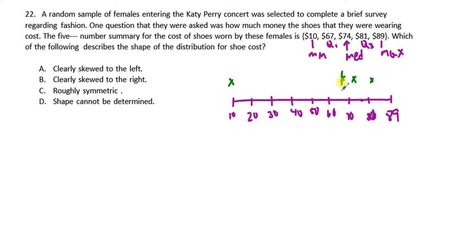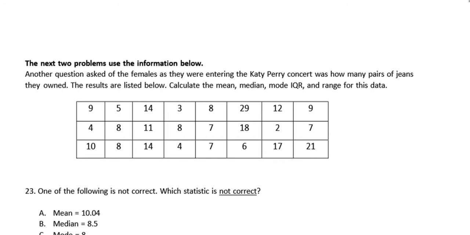And from our box plot, it would look like this. Q1 to Q3, a line there at the median at 74, and then a max. And this has a long tail to the left, so that's skewed to the left. I won't spend any more time on that.